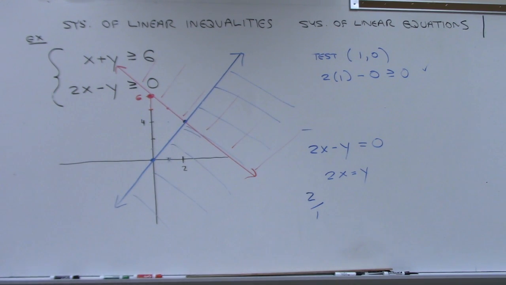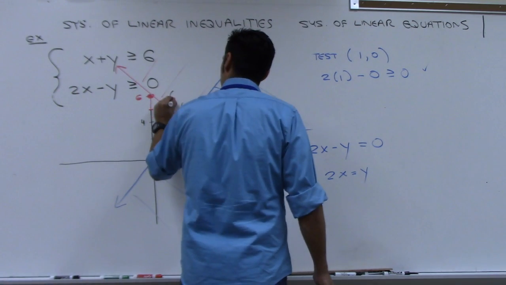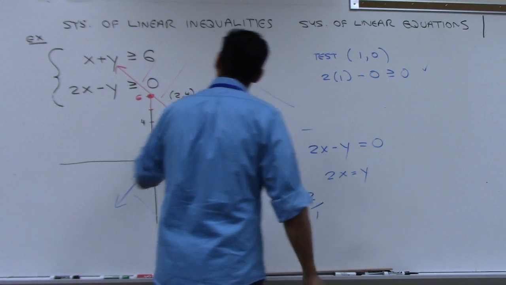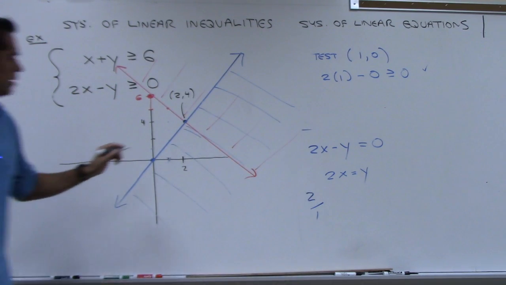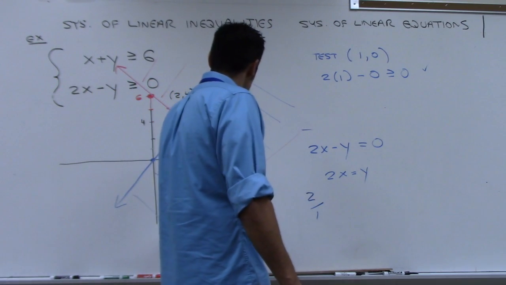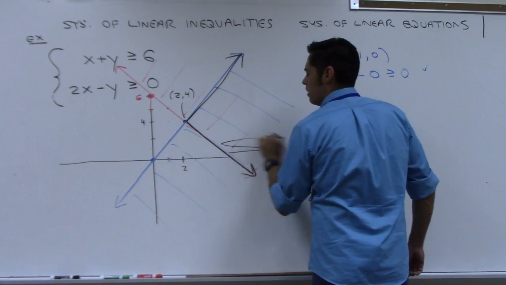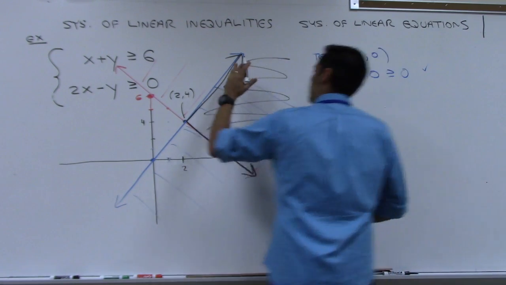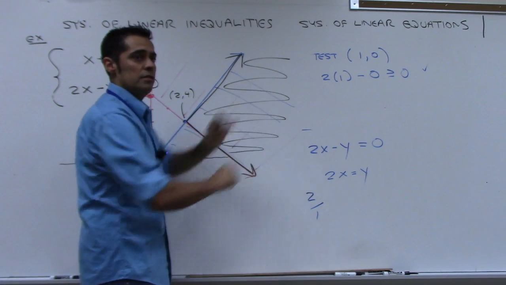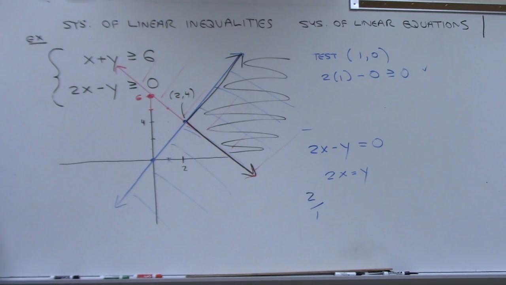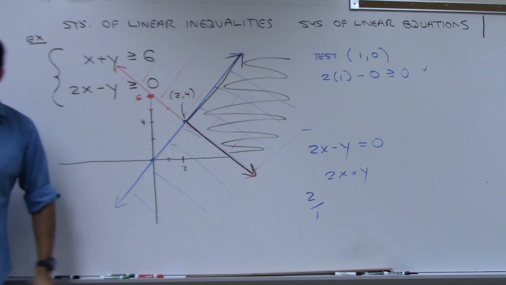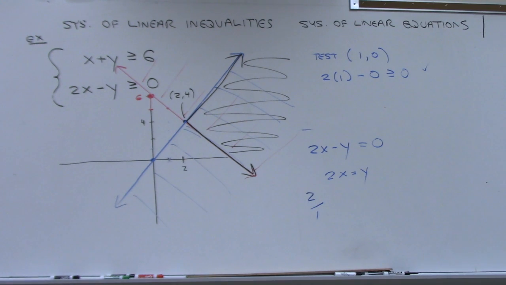And now I'm ready for my final answer. I am going to label this point so everyone knows what it was. It was the point 2, 4, right? And my answer is this solid line, and everything over here shaded. And remember, it extends forever in that direction. Understand this? No questions? Let's do one more.